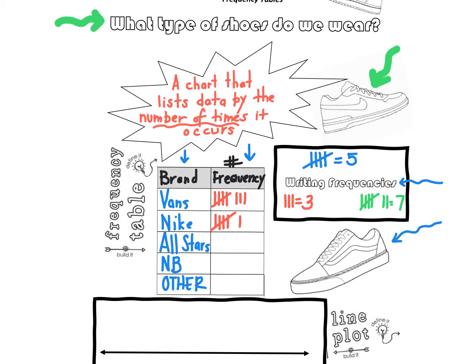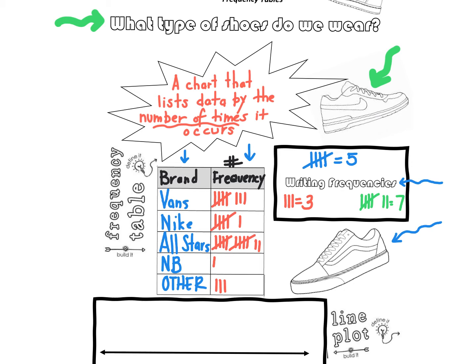And maybe because All-Stars have blown up this year, we have 12 people wearing All-Stars. So we're going to say we have 5, a 10, and we have 2 more, which is 12. And then for New Balance, maybe we just have 1 person wearing New Balance. And then maybe 3 other people wearing different types of shoes or brands. So a frequency table just shows how many times something occurs. In this case, how many times somebody's wearing Vans, how many times somebody's wearing Nike, how many times somebody's wearing All-Stars.